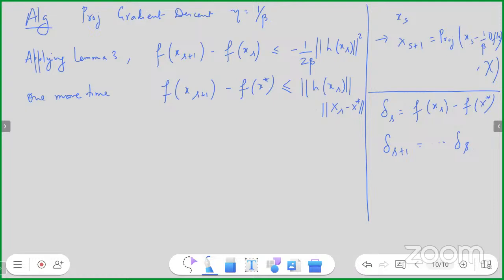Convince me. Why is that true? Delta s plus 1 minus delta s is equal to f of x s plus 1 minus alpha. And that is negative. Correct. So delta s plus 1 minus delta s is that. So that is straightforward.